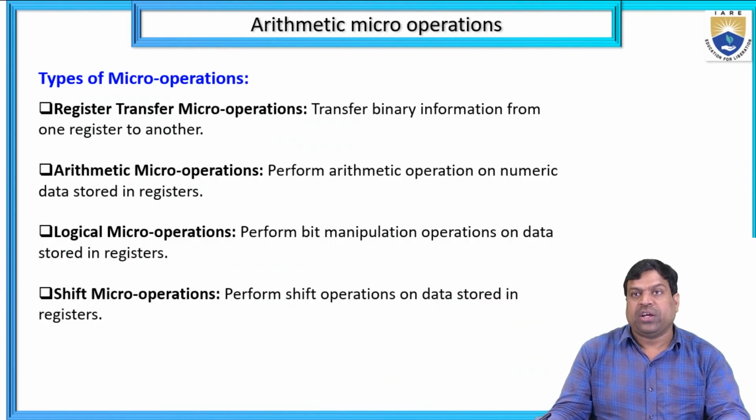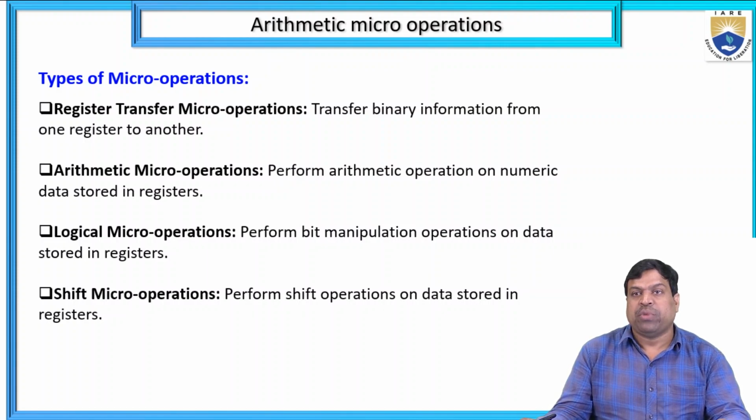In arithmetic micro operations, there are different types of micro operations. First of all, register transfer micro operation, arithmetic micro operation, logical micro operation, shift micro operation. Each one we'll discuss now. First one, register transfer micro operation: it transfers binary information from one register to another register.